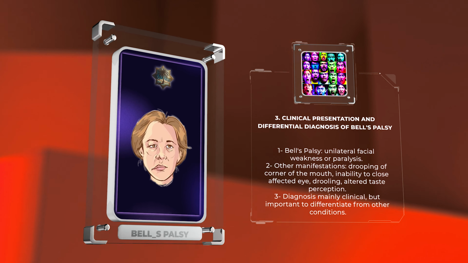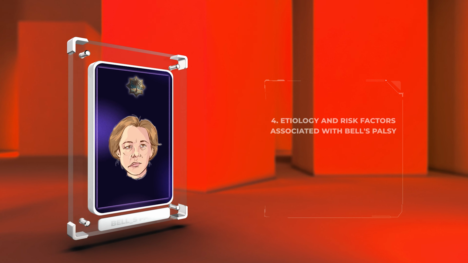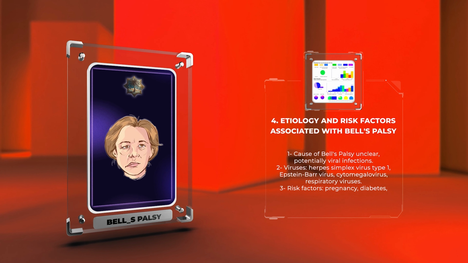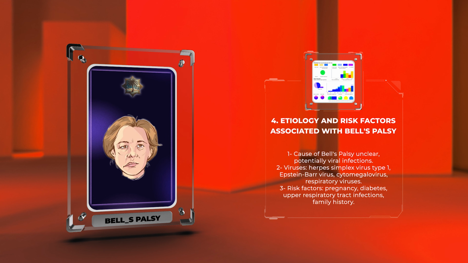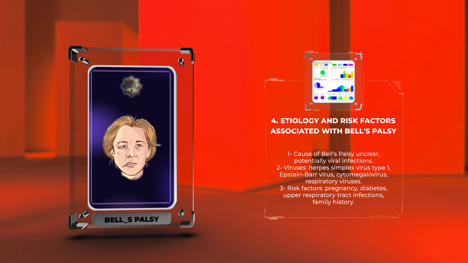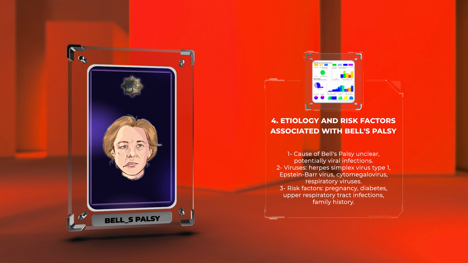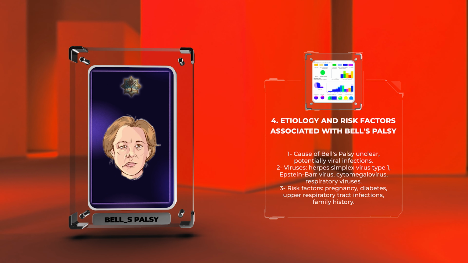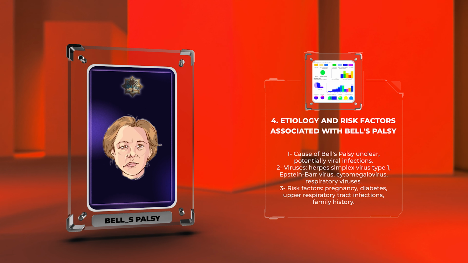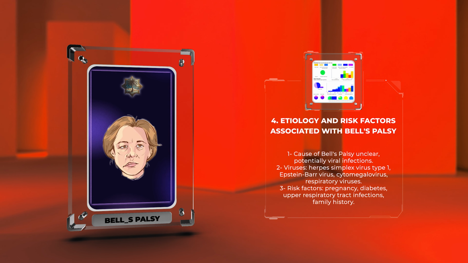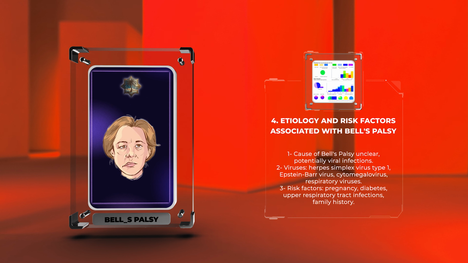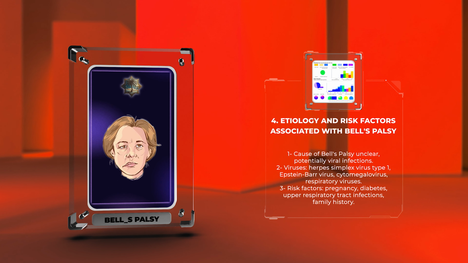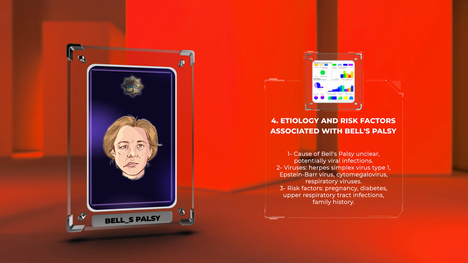Although the exact cause of Bell's palsy remains unclear, various factors have been identified as potential contributors. Viral infections, especially with the herpes simplex virus type 1, are thought to trigger an immune response that leads to inflammation and subsequent nerve damage. Other infectious agents, such as Epstein-Barr virus, cytomegalovirus, and respiratory viruses, have also been implicated. Additionally, certain risk factors, including pregnancy, diabetes, upper respiratory tract infections, and a family history of Bell's palsy, may increase the susceptibility to developing the condition.